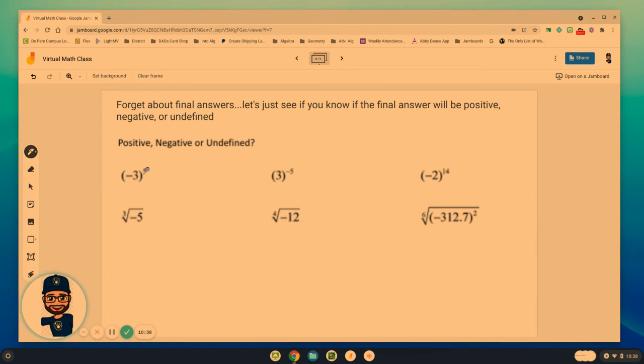And so if you look at the first one, negative 3 to the fifth, to an odd power. Well, if you quickly write it out, negative times negative times negative times negative times negative, these two become positive, and those two become positive, but we're left with one negative left over, meaning it would have a negative answer, right?